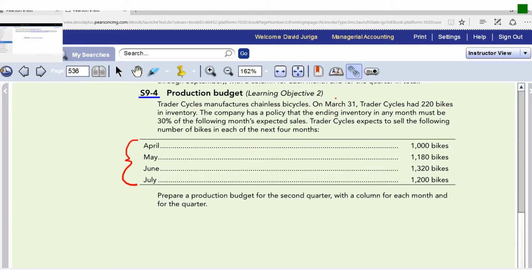They tell you that, for example, on March 31st, they had 220 bikes. Here's their inventory policy, which is a 30% stock ratio. They want that to be 30% of the next month's sales. And then again, they want you to do a production budget for the months of April, May, and June. We'll use these numbers, and notice the starting point will be the bikes. You'll see these on the next slide when we look at the schedule.